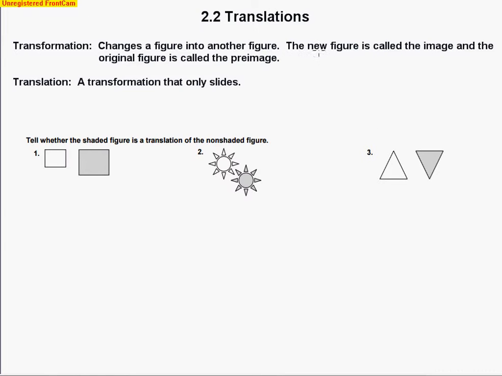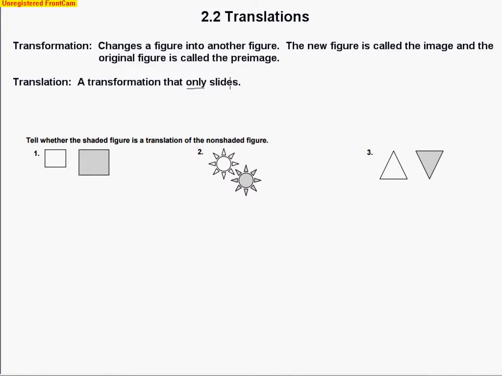And the new figure is called the image. And the original is called the pre-image. So when we talk about the image, they're talking about the new figure that it was changed to, pre-image, the original. Well, today we're going to be talking about a translation, which is a type of transformation. A translation is just when the transformation only slides, and the key is only slides. So slides means just moved into a different direction.